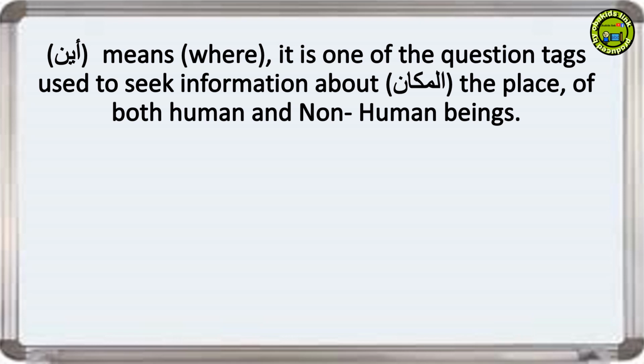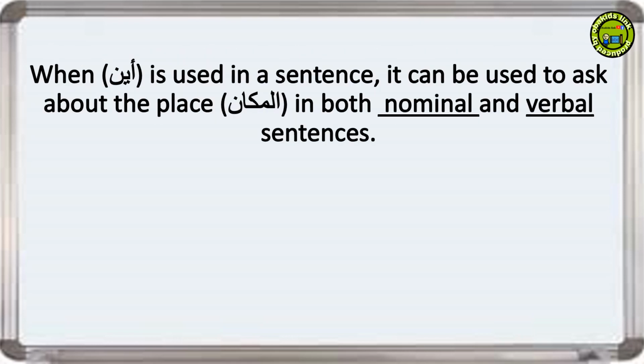It is one of the question tags used to seek information about al-makan, the place of both human and non-human beings. When aina is used in a sentence, it can be used to ask about the place, al-makan, in both nominal and verbal sentences. We've talked about nominal and verbal sentences before. Inshallah, we are going to discuss nominal and verbal sentences as a topic in our later videos.